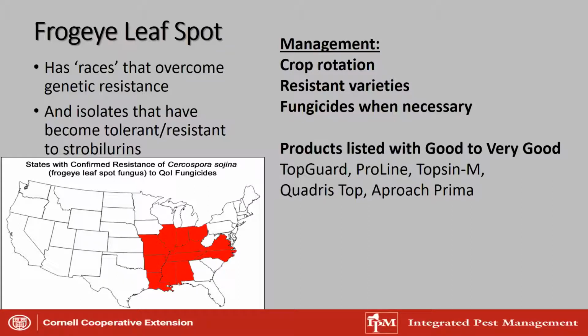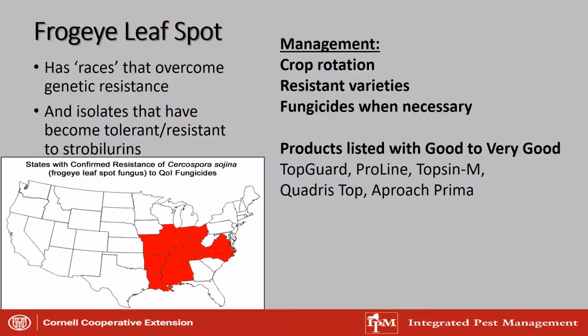Another real concern with frog eye leaf spot is that not only is it overcoming the genetic resistance of the soybean varieties, but the pathogen itself is also starting to become more tolerant or resistant to the strobilurin class of fungicides. And this map here is showing the states where they have confirmed that resistance thus far. We have not yet seen that here in New York State, but I would imagine it would be only a matter of time before those isolates make their way up here, considering how much we're seeing frog eye expand in the state.